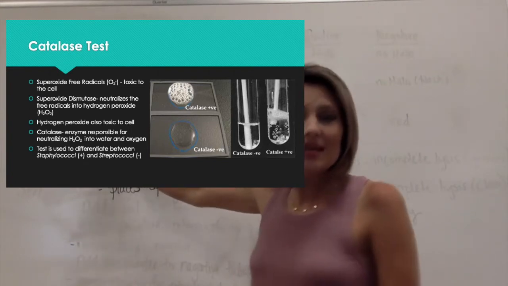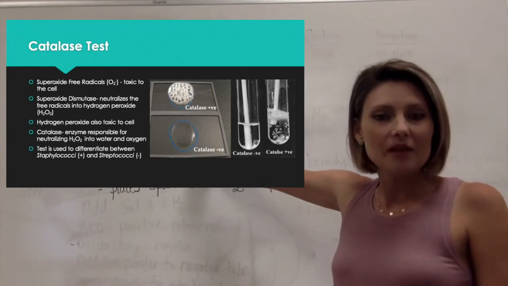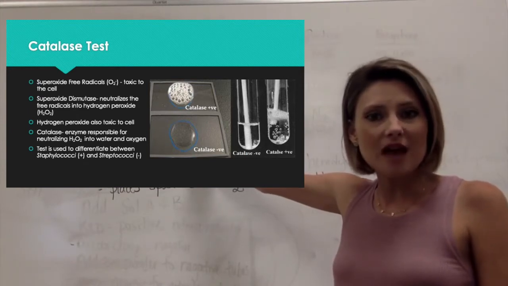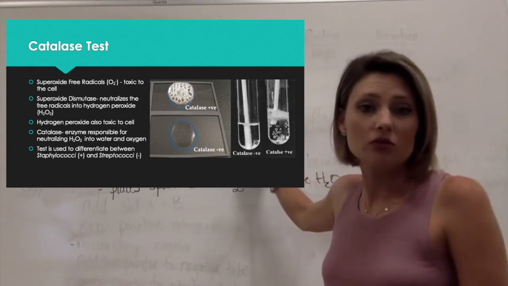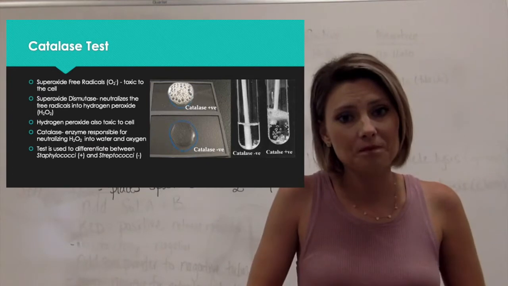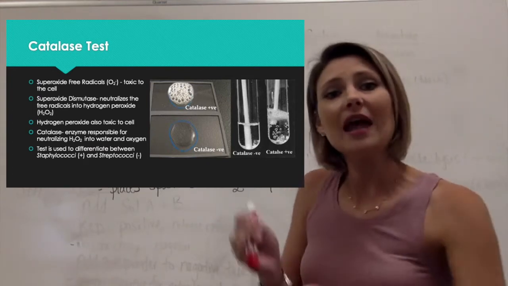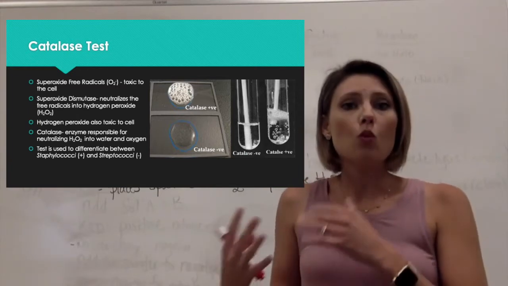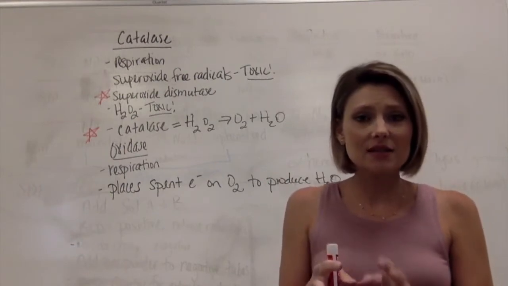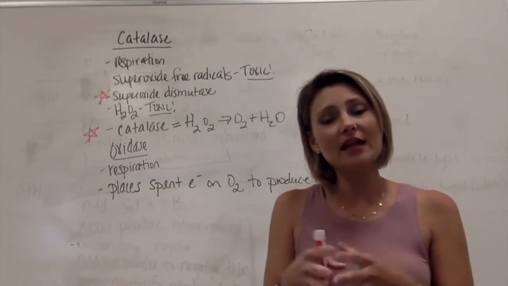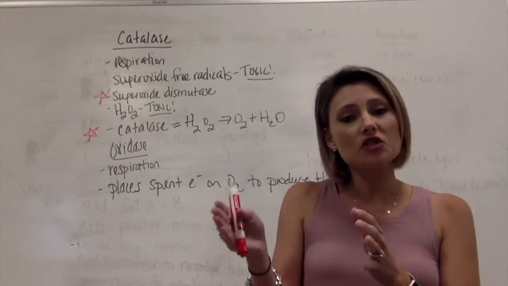The catalase takes the toxic hydrogen peroxide, that's what this H2O2 is, and neutralizes it into water and oxygen, which of course are not toxic to the cell. So some bacteria produce the catalase to handle this, and some don't. So we are asking the question, what does your bacteria do? So that's the catalase test. Testing for the presence of catalase. Catalase is responsible for taking hydrogen peroxide and neutralizing it into oxygen and water.